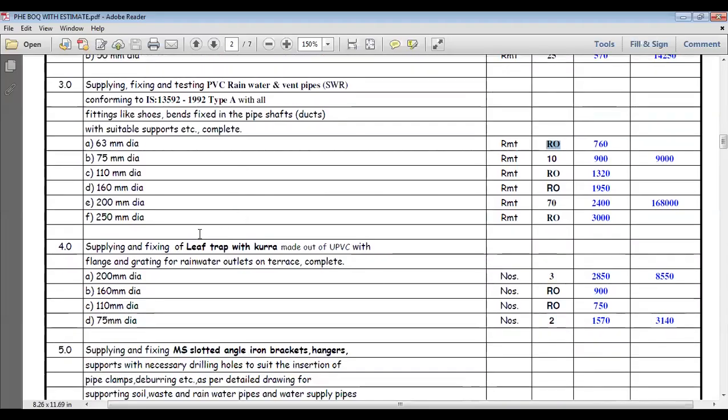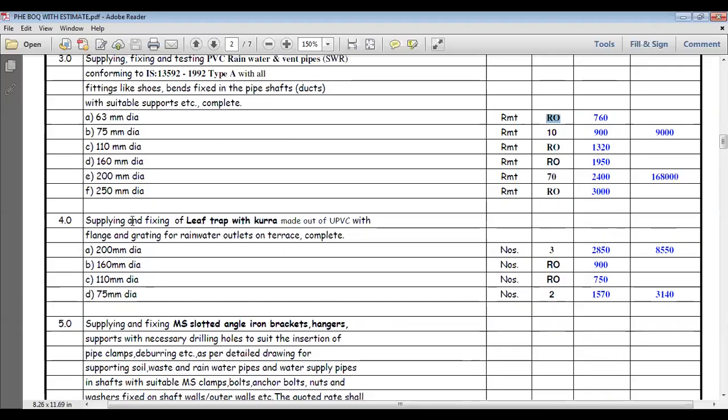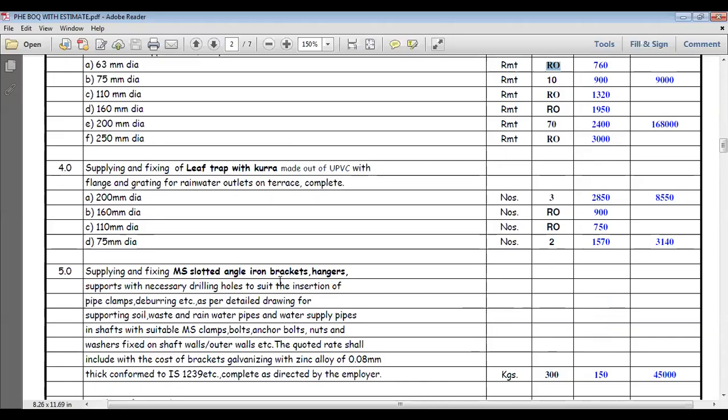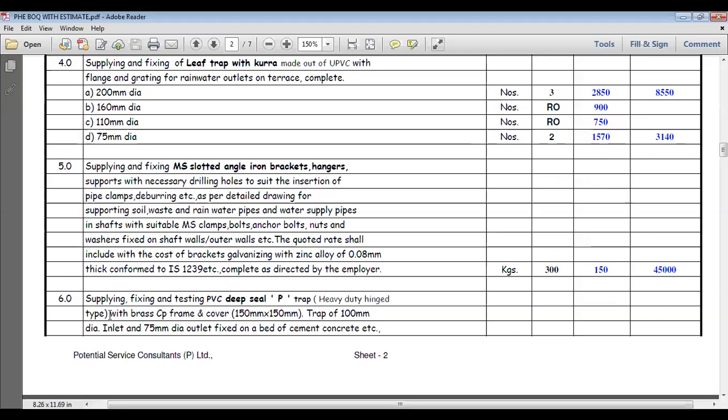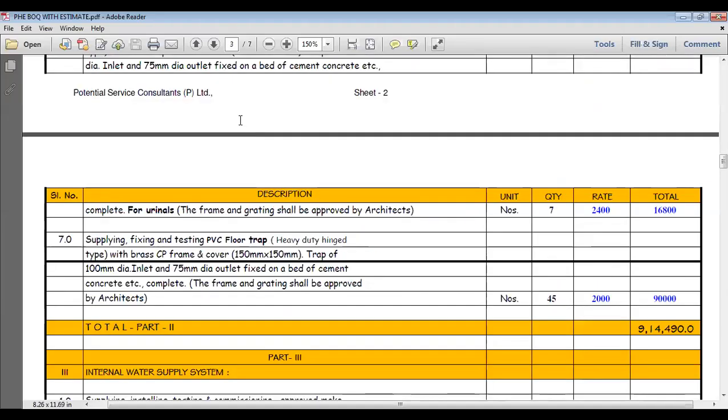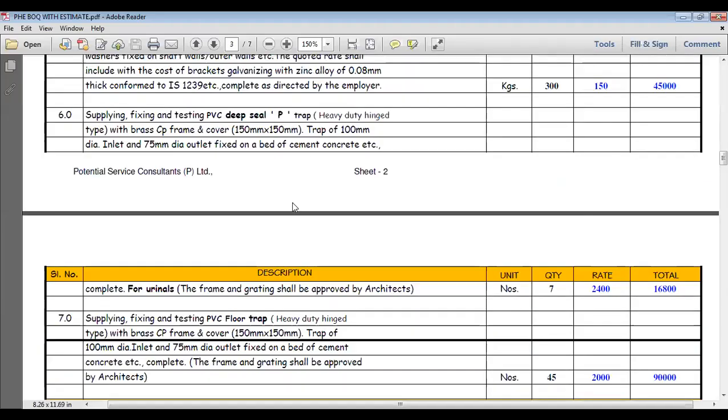This is a leaf drop, with leaf drop with Kura. This is floor drop, MS slatted iron bracket, hangers, everything we have to put separately. The deep seal floor drop, for the deep seal floor drop now we have put separately. For urinals, the deep seal floor drop we are using for the urinals. That quantity also we have put.